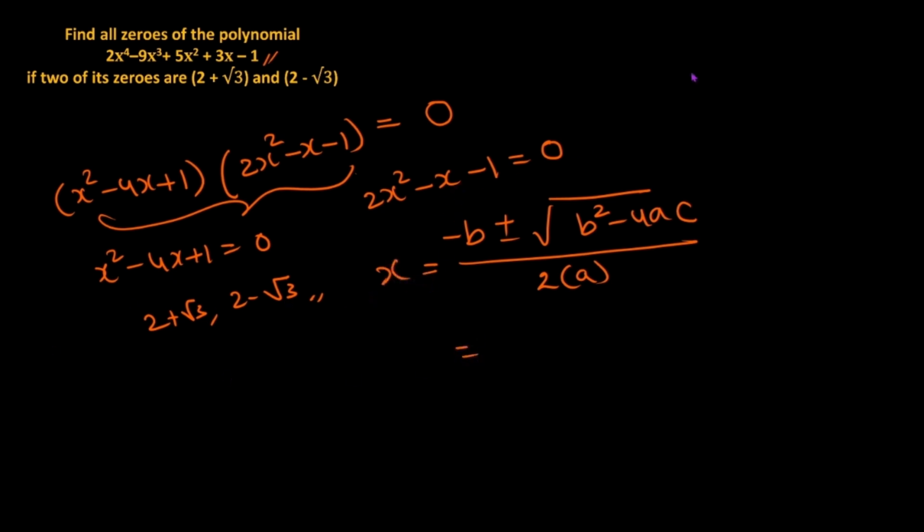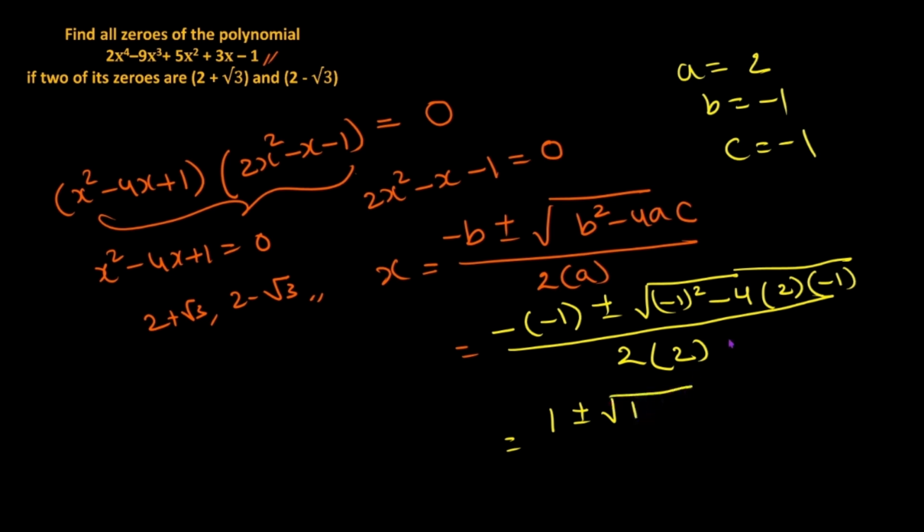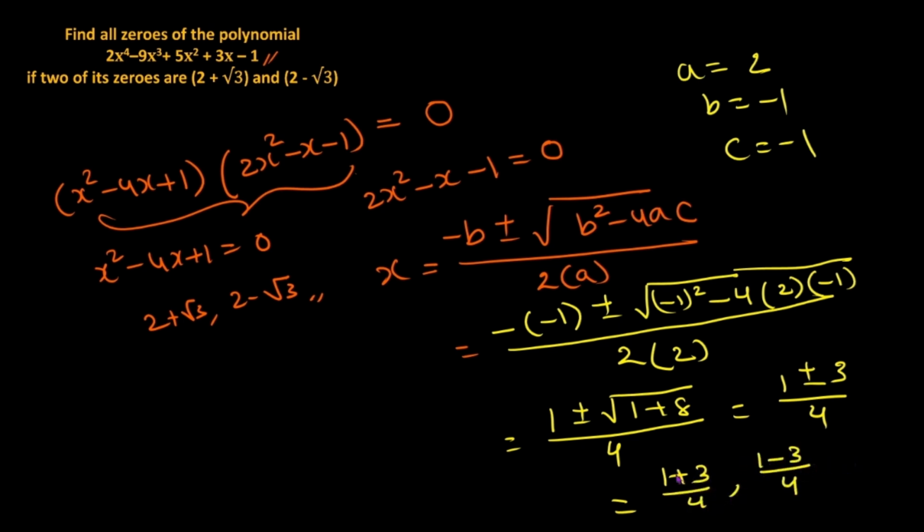So here a equal to 2 and b equal to the x coefficient, minus 1, c is equal to minus 1. If you put b as minus of minus 1, plus or minus b square is minus 1 whole square minus 4 into a is 2, c is minus 1, upon 2 into 2, right? So it became 1 plus or minus square root of 1 plus 8 by 4, right? So that's equal to 1 plus or minus square root of 9, which is 3, on 4. So it became 1 plus 3 by 4, comma, 1 minus 3 by 4. So finally x equals 4 by 4, which is 1, comma, and minus 2 by 4, which is minus 1 by 2. Okay.